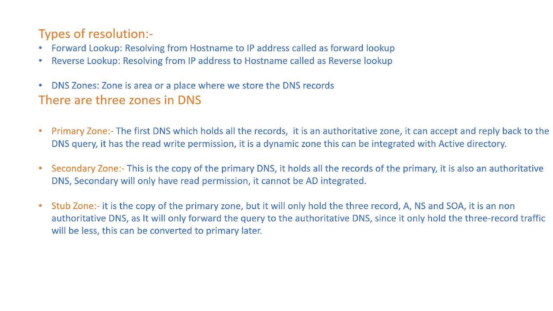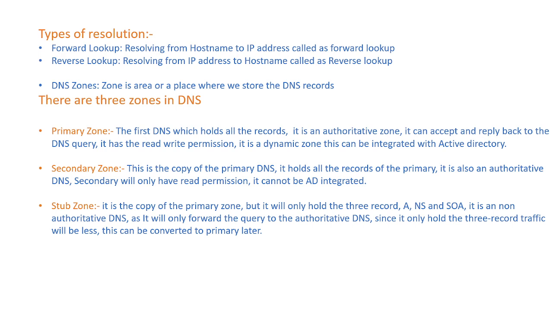And the last one is the stub zone. See, in the primary, all records are there, and it is authoritative and dynamic. But the secondary is a copy of the primary, and it is read only actually. You cannot create any record, you cannot modify the record, and it cannot be AD integrated.